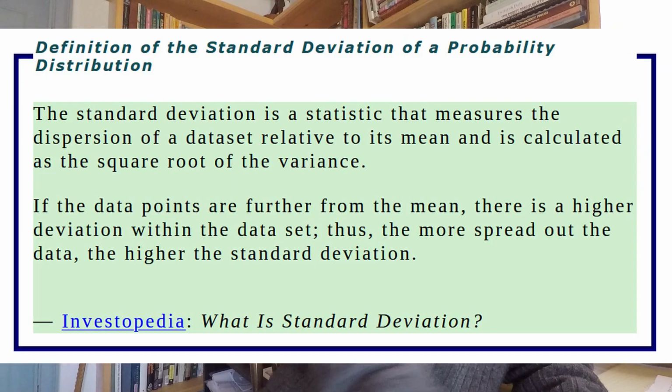Whoa, what is that? The definition of the standard deviation of a probability distribution. Okay, let's just read through it. The standard deviation is a statistic that measures the dispersion of a data set relative to its mean and is calculated as the square root of the variance. If the data points are further from the mean, there is a higher deviation within the data set. Thus, the more spread out the data, the higher the standard deviation. So we're talking about the probability distribution and determining what the standard deviation is.